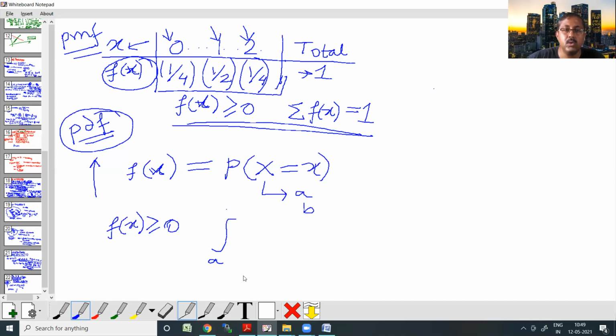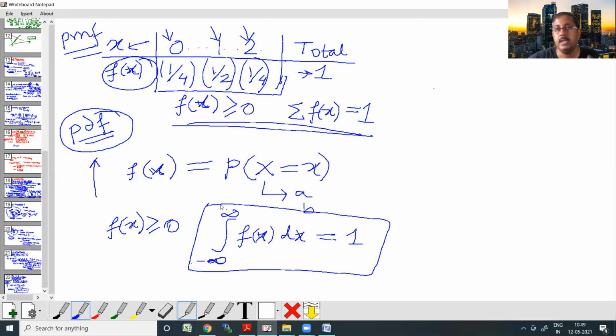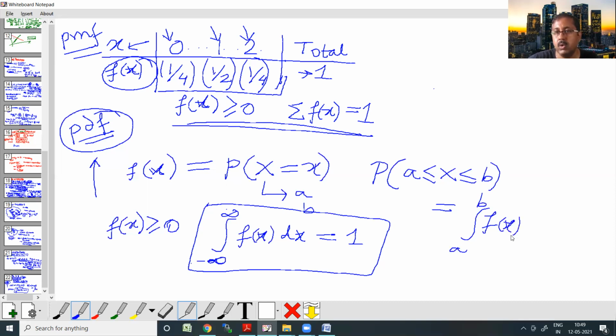And what will be the integration? It will be from negative infinity to infinity. If we integrate f(x) dx, then that value obviously is going to be 1, right? So instead of the summation of f(x) equals 1, for a PDF we can say the integration over negative infinity to positive infinity of f(x) dx is equal to 1. And if you want to calculate a specific value of a probability, say the probability of a less than or equal to x less than or equal to b, how do we do that? Simple. I do an integration from a to b of f(x) dx.